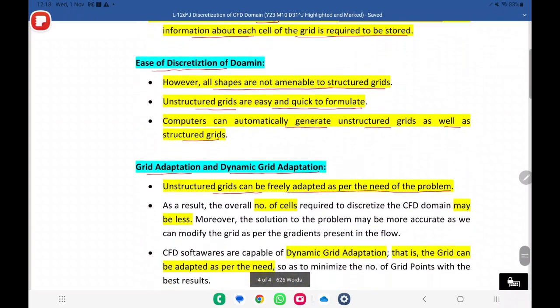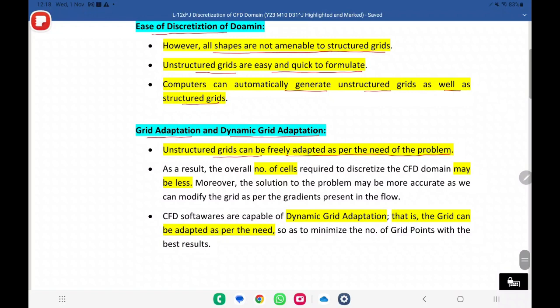Okay. So we come back to this. What is grid adaptation? Grid adaptation is that an unstructured grid can be freely adapted as per the need of the problem. In grid adaptation, the unstructured grids are much easier. You can join anywhere because each cell is independent. Right? There is no formula to define the coordinates of the cell. If you just join two or split two, you create new coordinates.